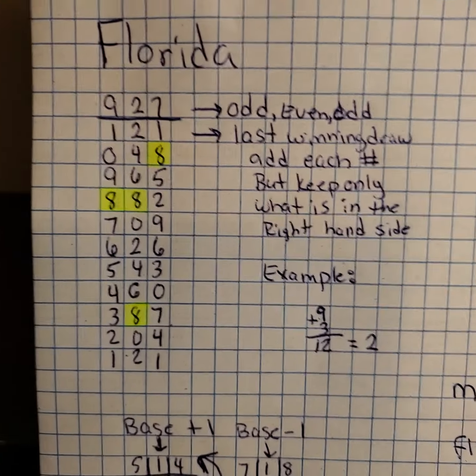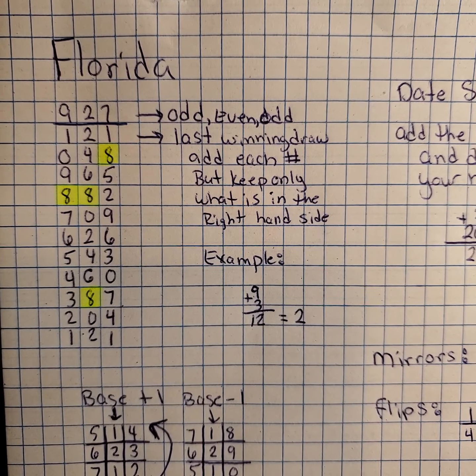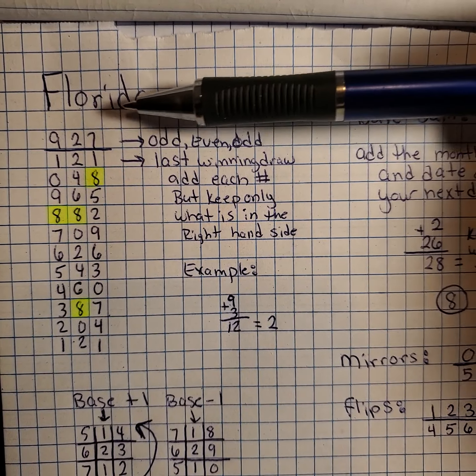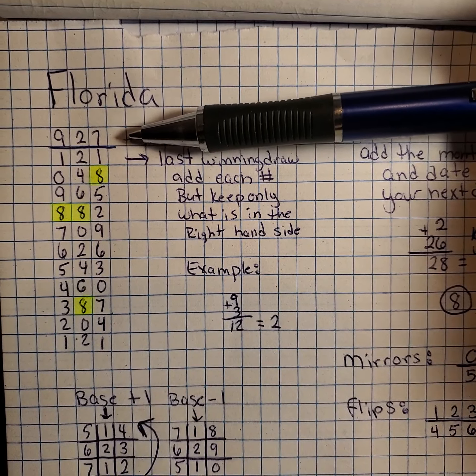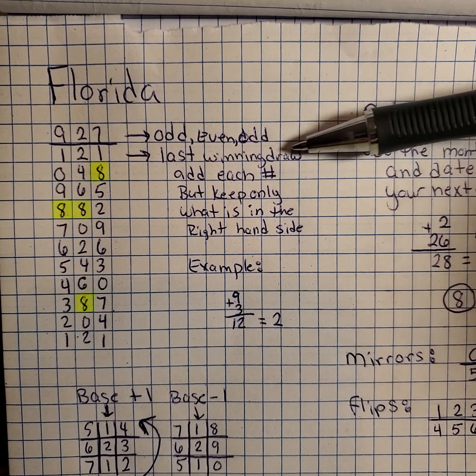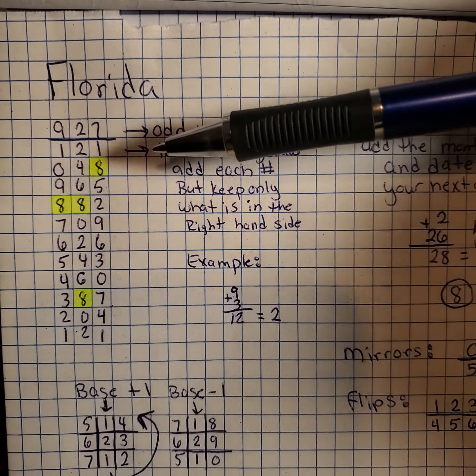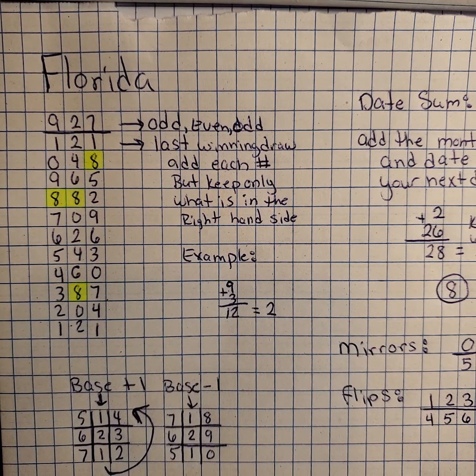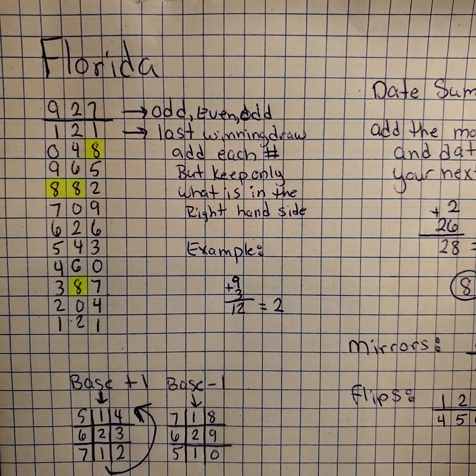We're looking at Florida for this particular day. What you'll do is you will start with an odd, even, odd pattern. As you see here, you have your 927. You will write that down. What you will do next is find the last winning draw number for last night, which in this case would be 121. And you're looking for tonight's next winning number. This can also be used for your midday or things like that.